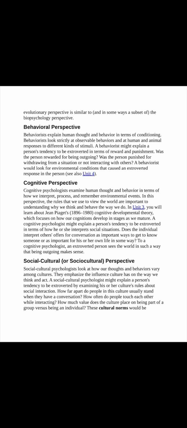Behavioral perspective. Behaviorists explain human thought and behavior in terms of conditioning. Behaviorists look strictly at observable behaviors and at human and animal responses to different kinds of stimuli. A behaviorist might explain a person's tendency to be extroverted in terms of reward and punishment. Was the person rewarded for being outgoing? Was the person punished for withdrawing from a situation or not interacting with others? A behaviorist would look for environmental conditions that caused an extroverted response in the person. See also Unit 4.